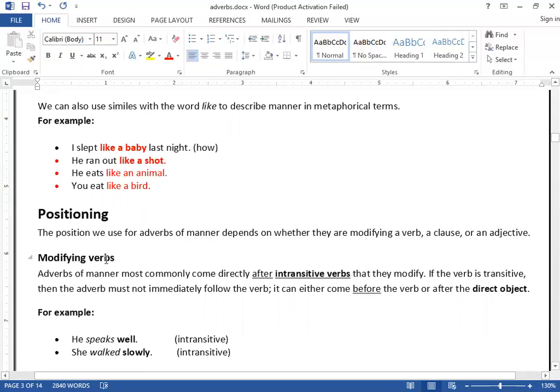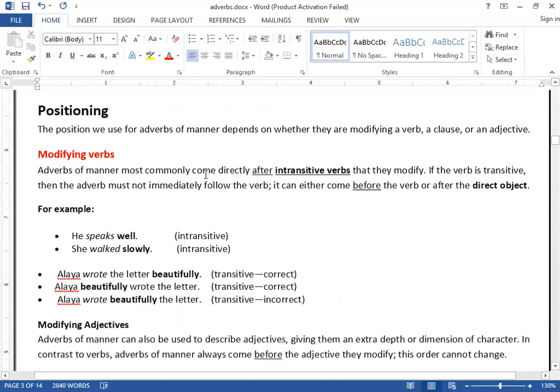Let's first talk about modifying verbs. Look, an adverb of manner can modify what? It can modify a verb, it can modify another adverb, it can modify an adjective. So first of all, the places, the positions, where we can use an adverb of manner. Clear? In what places? If it is modifying a verb. So what are the positions? What are the places we can use an adverb of manner? So let's come towards it now.